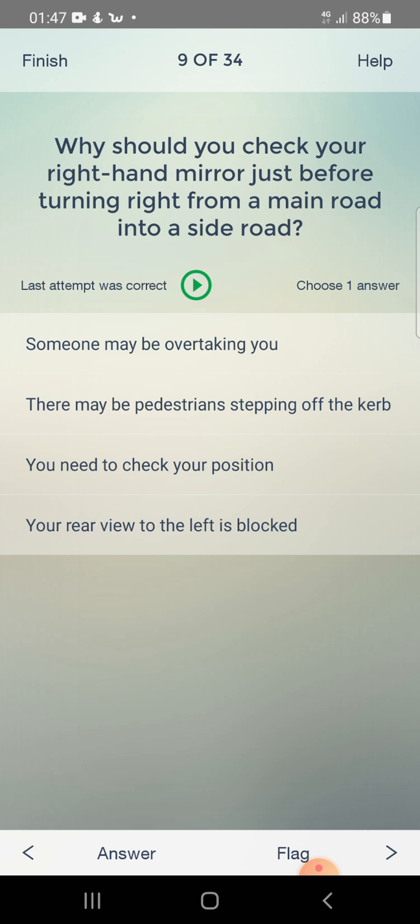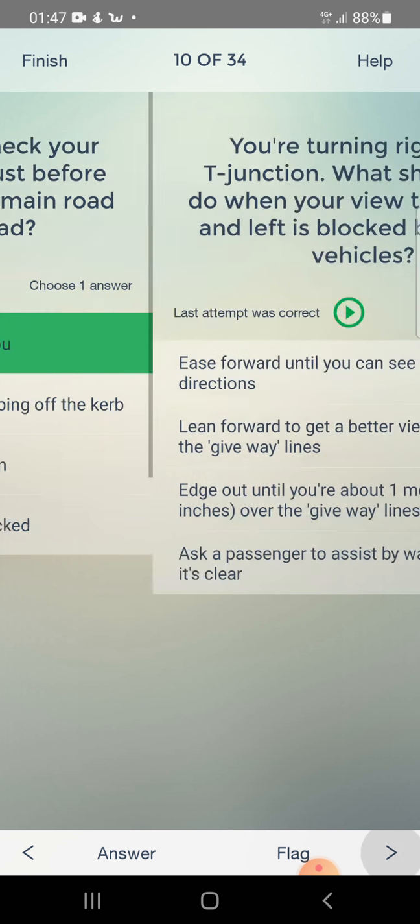Okay. Why should you check your right hand mirror just before turning right from a main road into a side road? Someone may be overtaking you. There may be pedestrians stepping off the curb. You need to check your position. Your rear view to the left is blocked. Someone may be overtaking you, first, right?